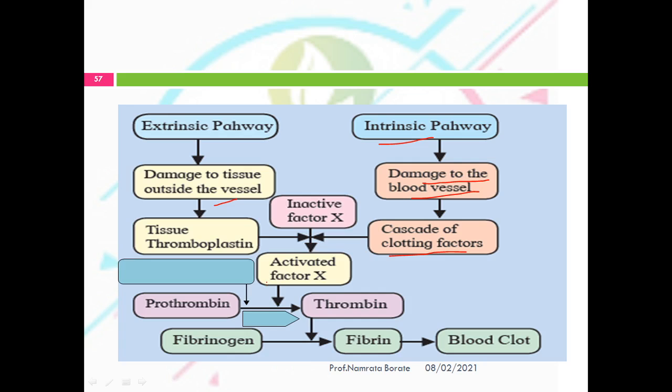The plasma inactive prothrombin is converted into active thrombin. Whenever this active thrombin is formed, it also inactivates the activity of the heparin. Afterward, this active thrombin is converted into the soluble fibrinogen. The soluble fibrinogen is converted into the insoluble fibrin, and the blood clots.